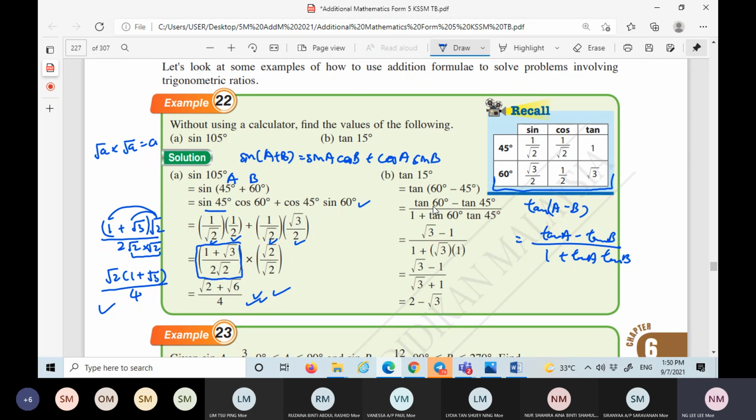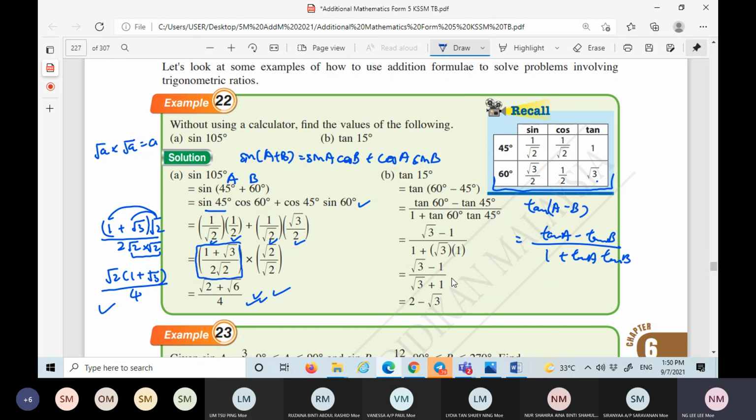Then same thing, substitute one by one. Tangent 60 is here, square root 3, minus tangent 45 is 1. Then 1 plus tangent 60 again, square root 3, tangent 45 is 1. See whatever you can simplify. 1 times square root 3, you get square root 3. So this one will become square root 3 minus 1 over square root 3 plus 1.